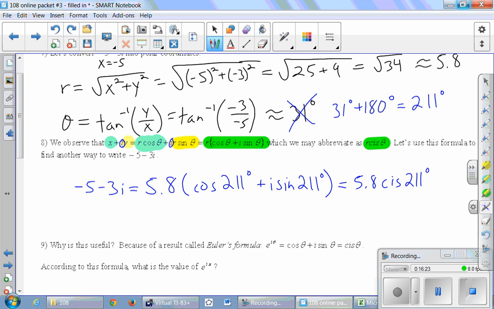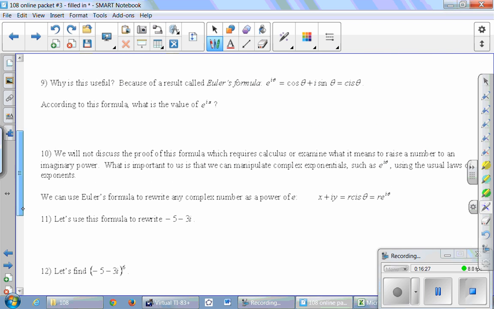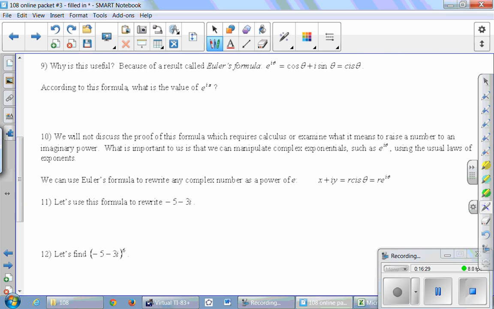Number 9, why is this useful? Because of a result called Euler's Formula. I know the word looks like Euler, but it's actually pronounced Euler. He was a Swiss mathematician. I think he lived for most of the 18th century, something like 1707 to 1790-ish. He lived to be pretty old.